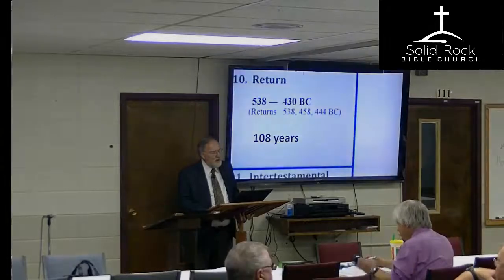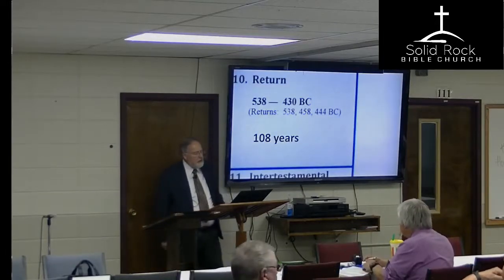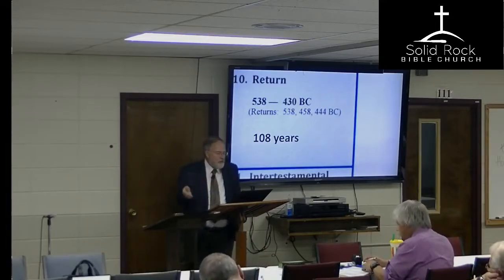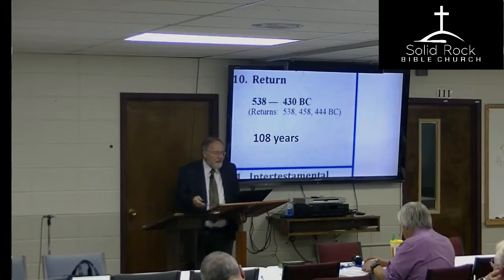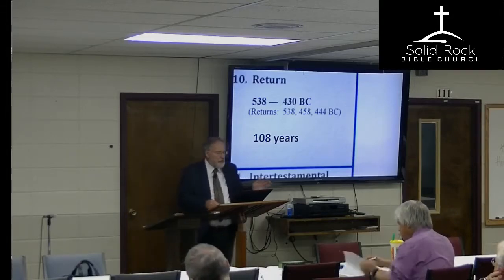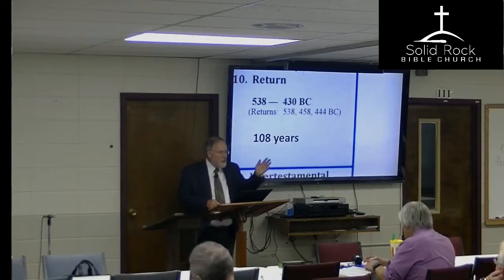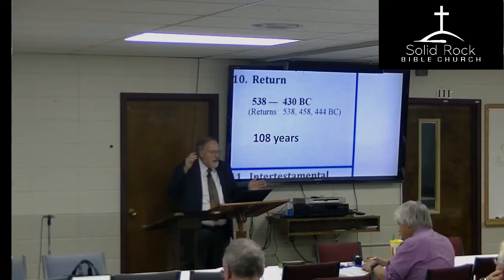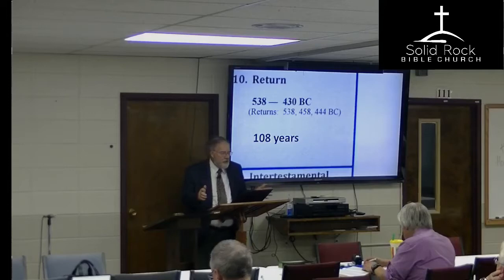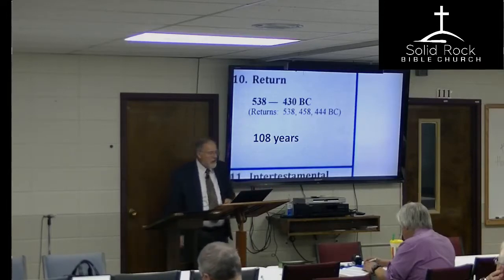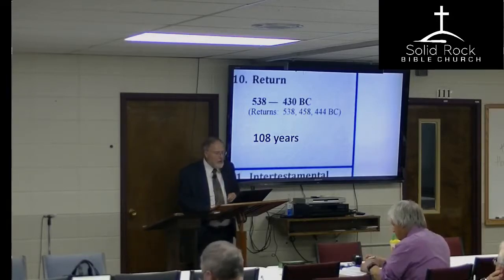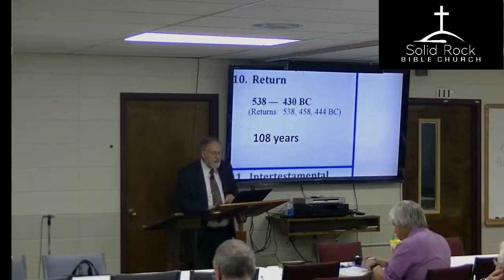Then you have 3 returns, and that is, when the 70 years are up, there are 3 returns: 538, 458, and 444. The period of the returns includes from the first return until the end of the Old Testament, when Malachi writes in about 430. So the returns are taking place there.